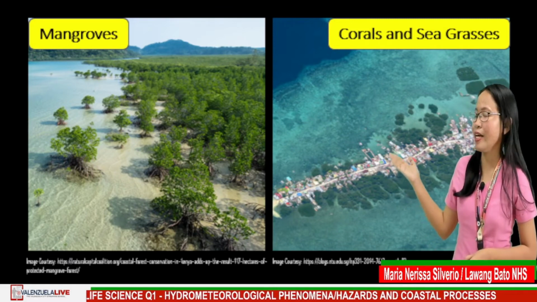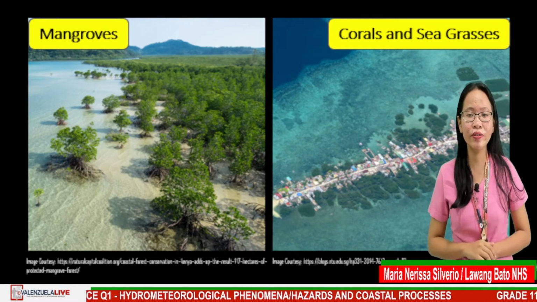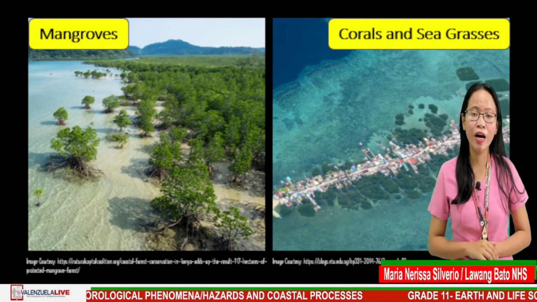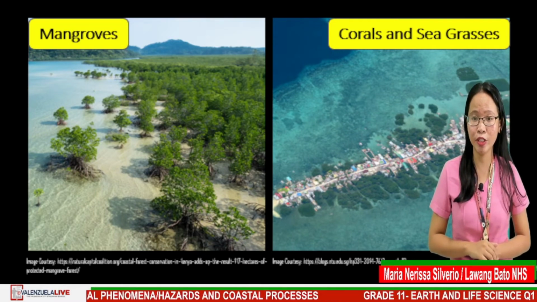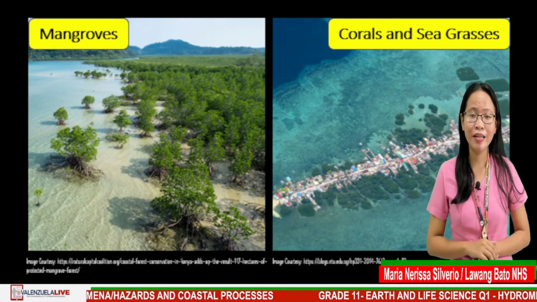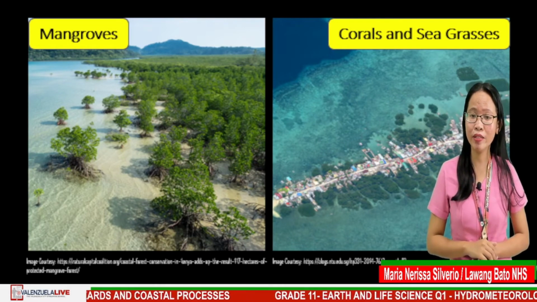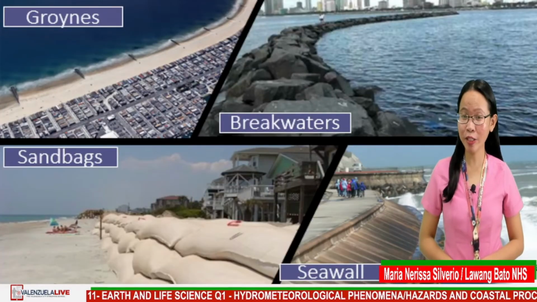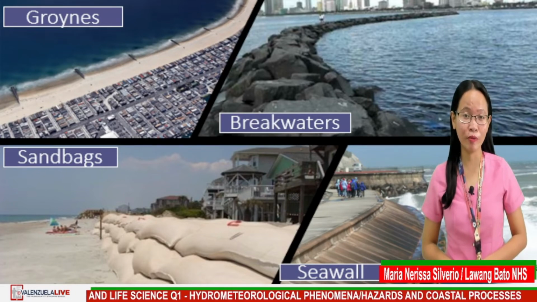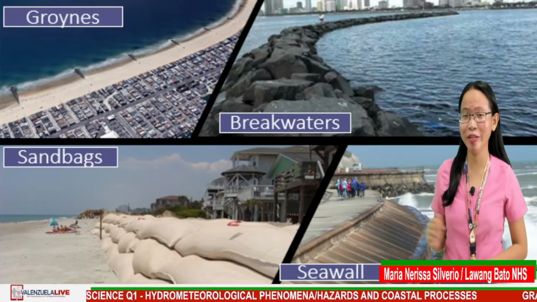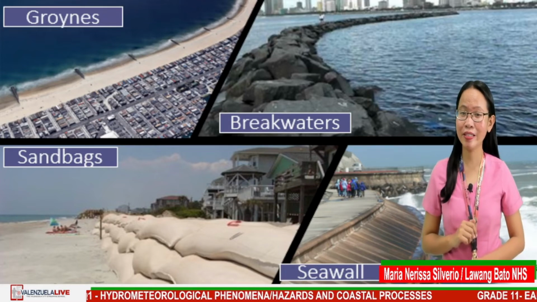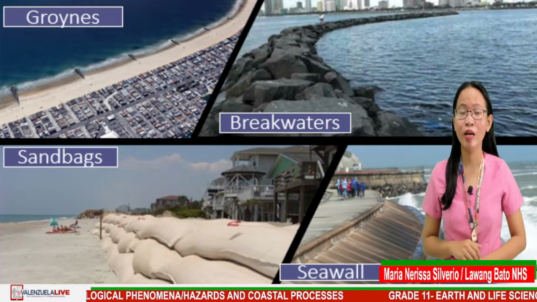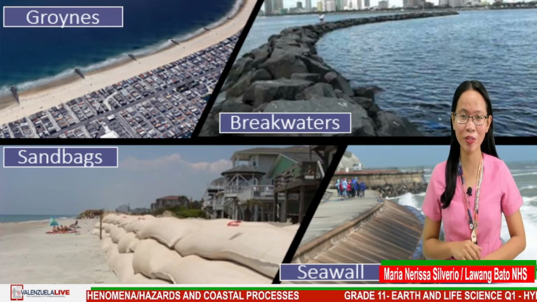Live corals and sea grasses also moderate the impact of waves, but mangroves and coral reefs are threatened by habitat degradation and destruction, thus reducing the natural defense against coastal erosion. Aside from natural defenses, there are also artificial barriers constructed near the coast. These are seawalls, groins, breakwaters, and sandbags, which also help to reduce coastal erosion.